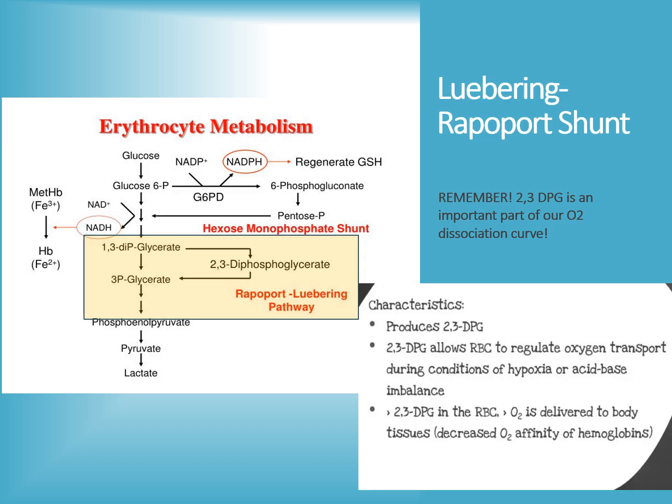And with that 2,3-BPG in the red cell, oxygen is delivered to the body tissues with a decreased affinity of hemoglobin for O2. So in that case, without 2,3-BPG that is produced through the Luebering-Rapoport shunt, we aren't able to oxygenate appropriately.